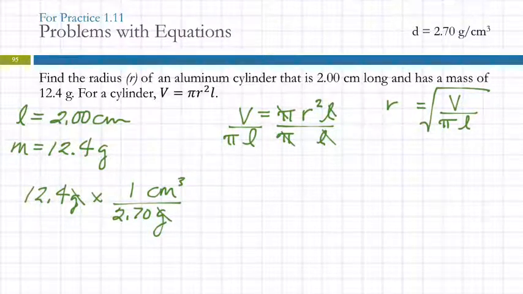12.4 divided by 2.70. And my calculator's giving me a big old mess. 4.59. In looking at what I'm doing here, I have 3 significant figures and 3 significant figures. So this result has 3 significant figures, but I'm going to use this in an equation, so I don't want to round it off. So I'm going to write down the next 2 digits, 25, to avoid rounding errors. And there's my volume.